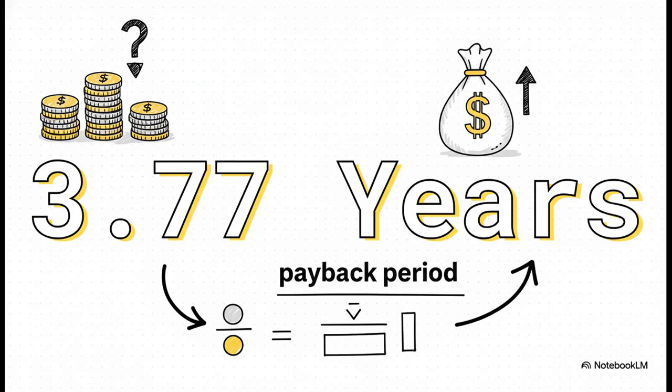How do we get that? Well, at the end of year 3, we still needed to get $27,000 back. And we know that in year 4, the project is going to bring in $35,000. So you just take what you still need, the $27K, and divide it by the cash you'll get that next year, the $35K. That gives you 0.77. Tack that onto the 3 full years, and there's your answer.